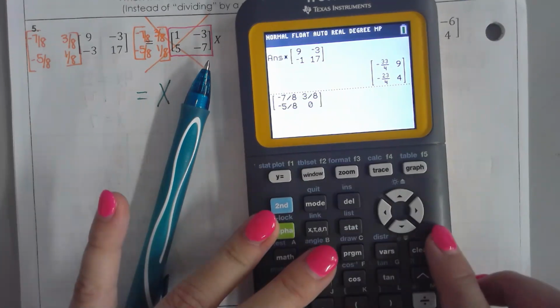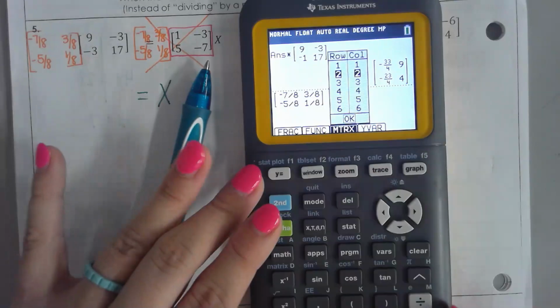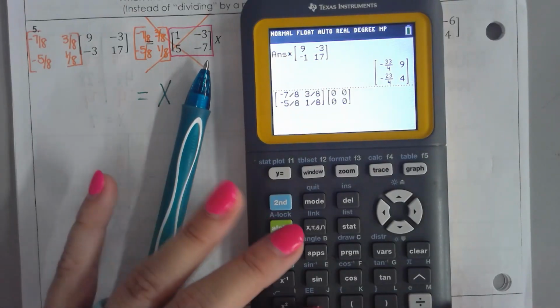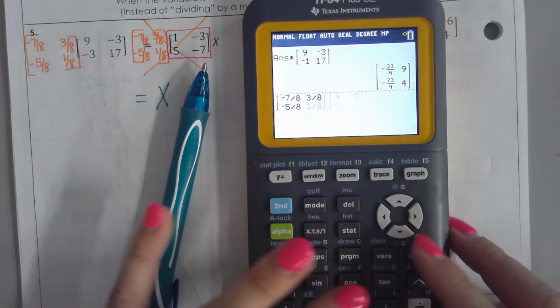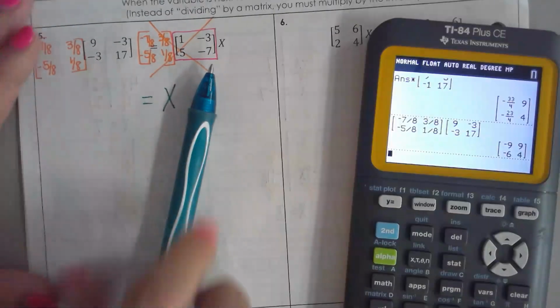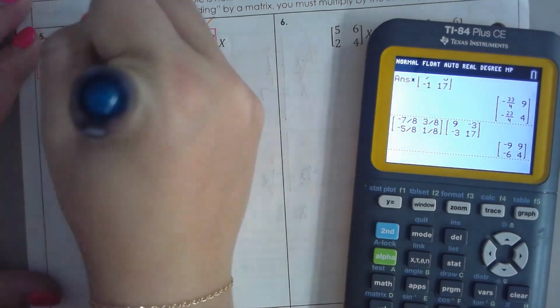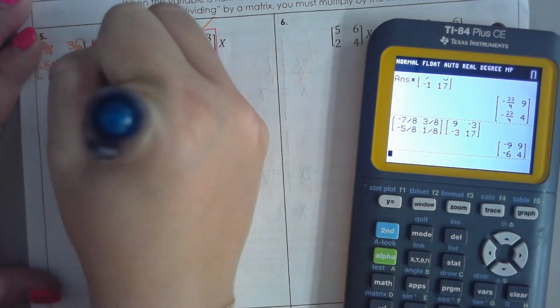And I could do alpha y equals and type fractions there, but that's too much time. I'll just convert it at the end. 9, -3, -3, 17. So, -9, 9, -6, and 4.